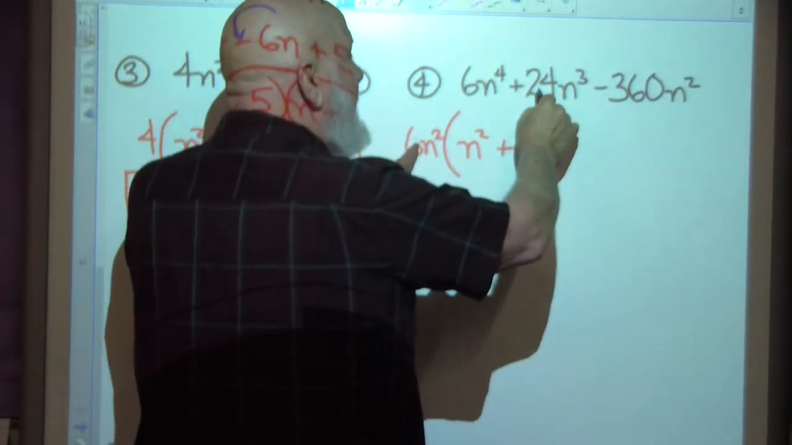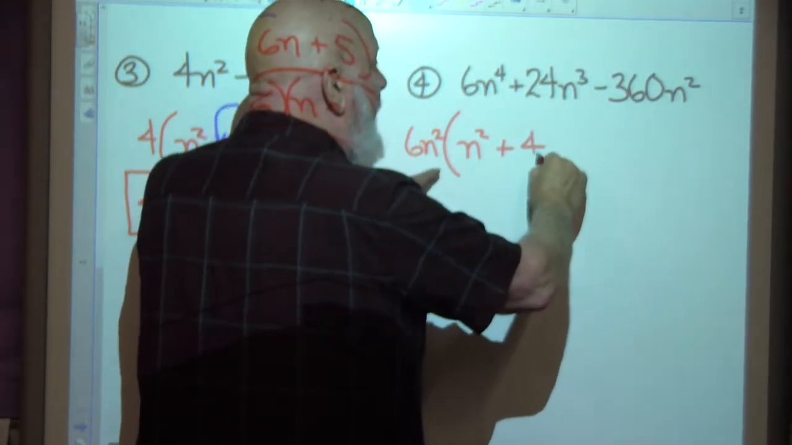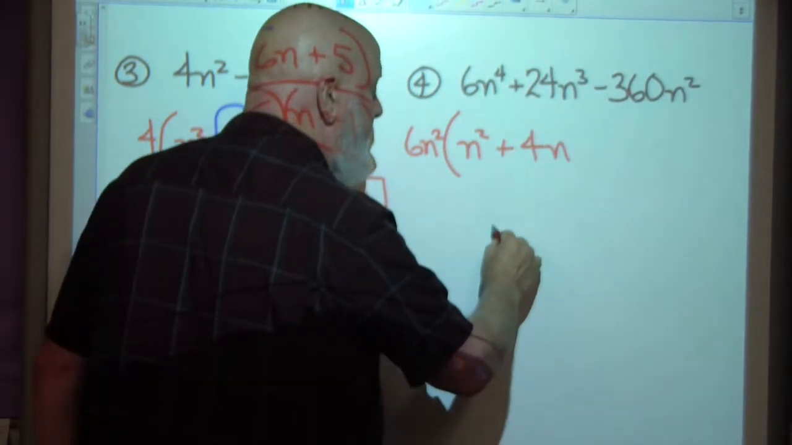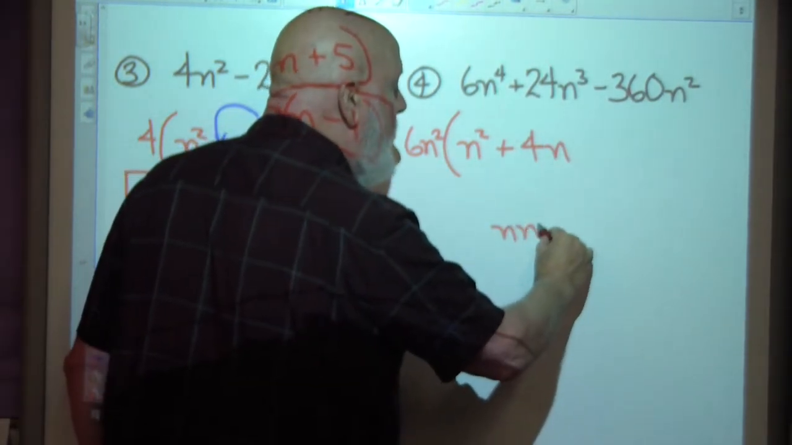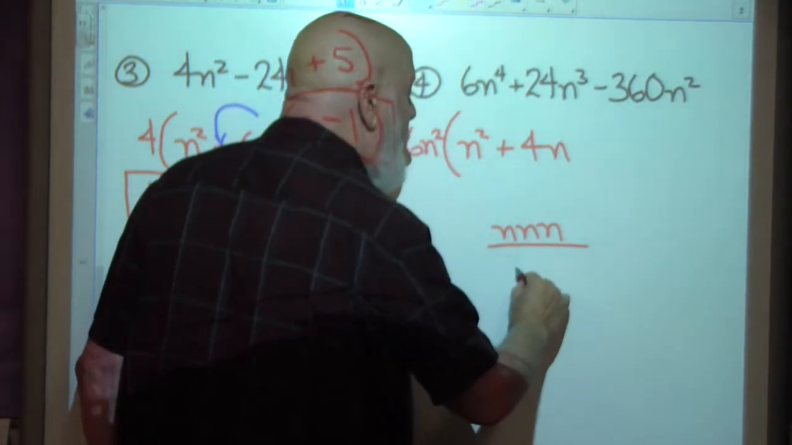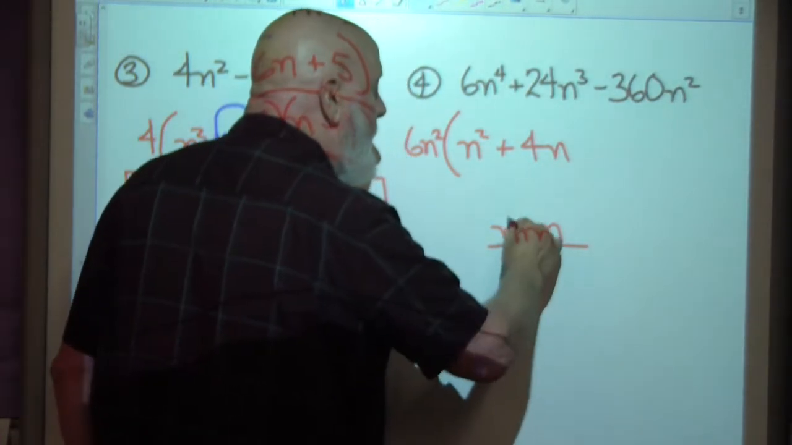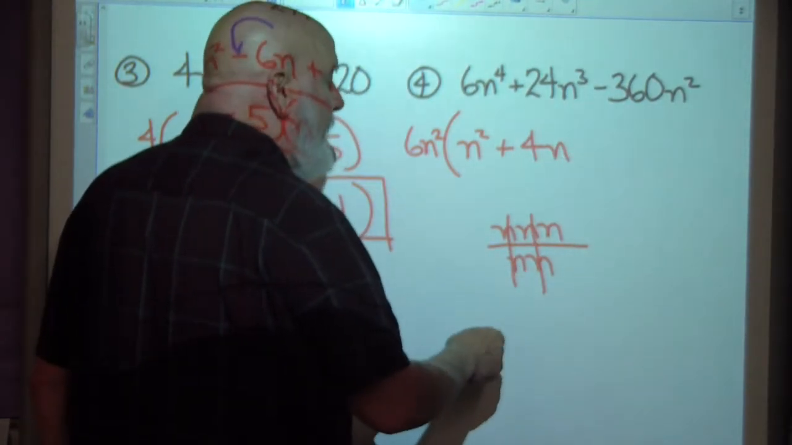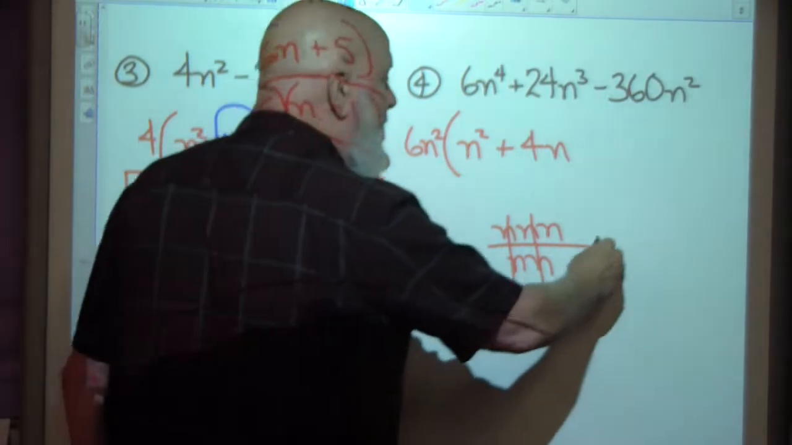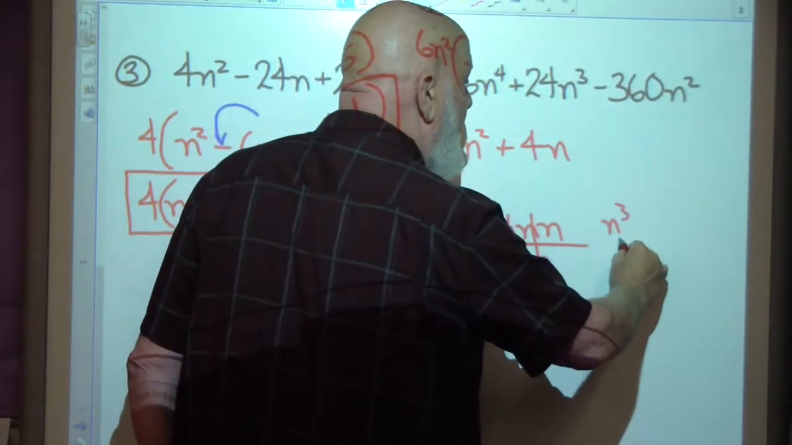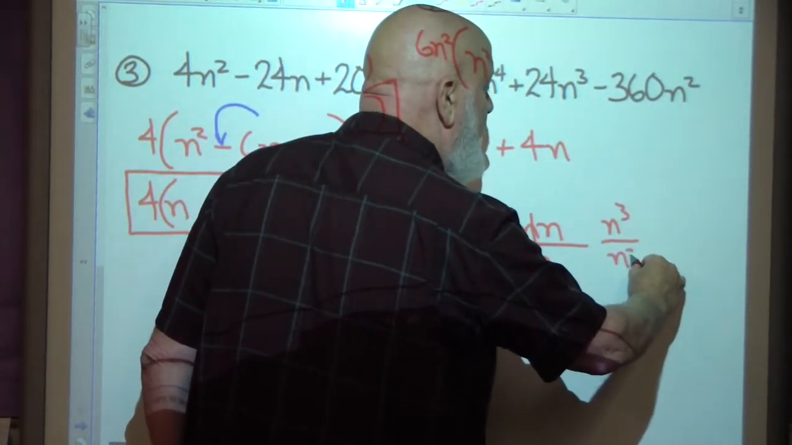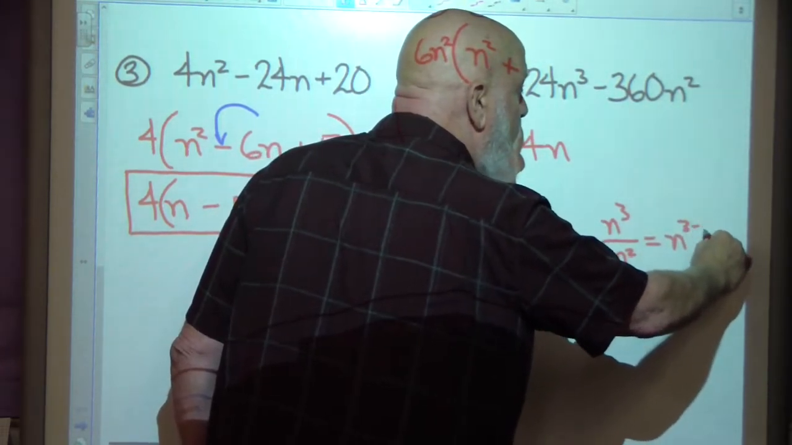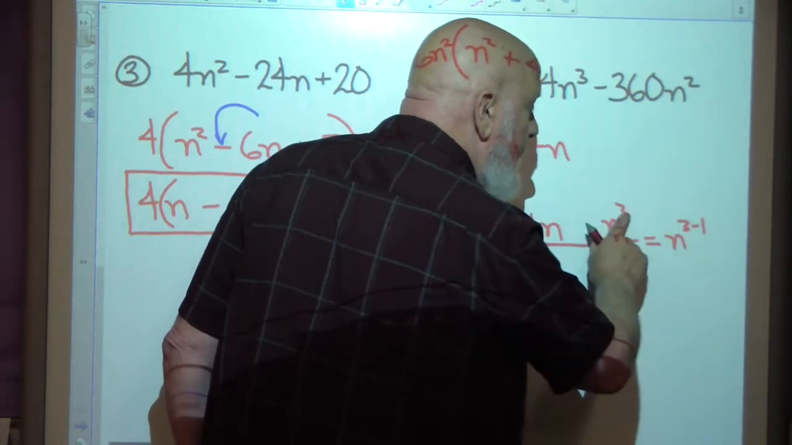Plus, if I divide this by 6, I'm left with 4. If I divide this by n squared, I'm left with n. Think of it this way, if that doesn't make sense. N to the 3rd power divided by n squared, these will cancel, leaving me with n. Also, there's the properties of exponents. N to the 3rd divided by n to the 2nd is equal to, and we subtract our exponents, n to the 3 minus 2.